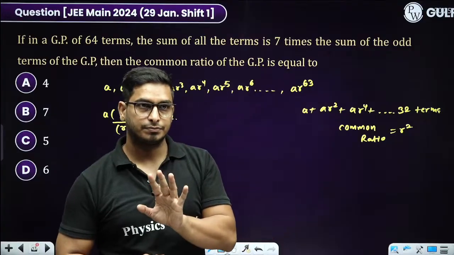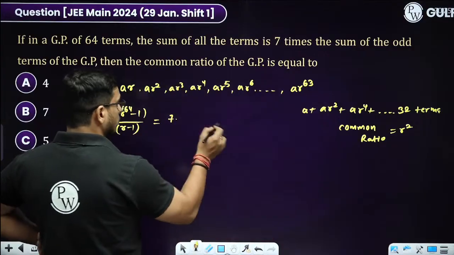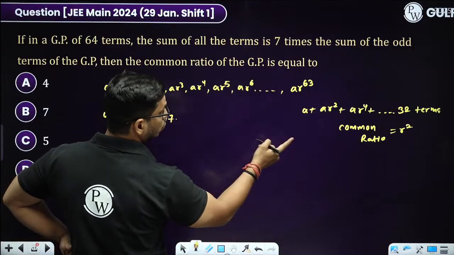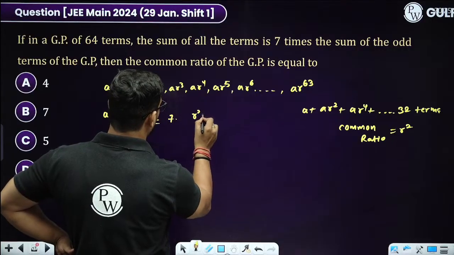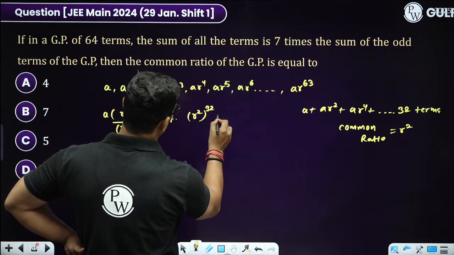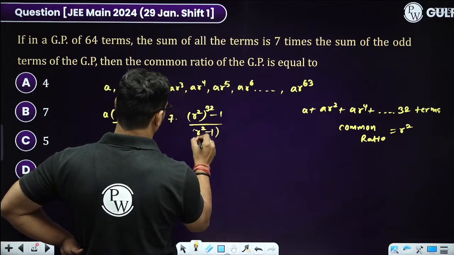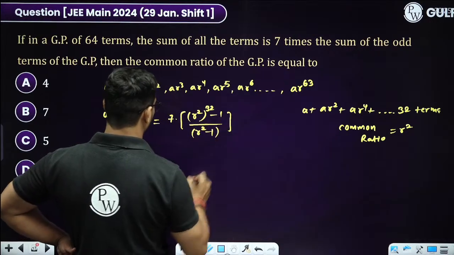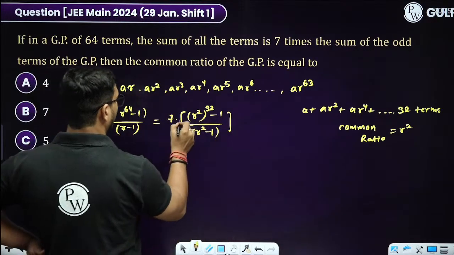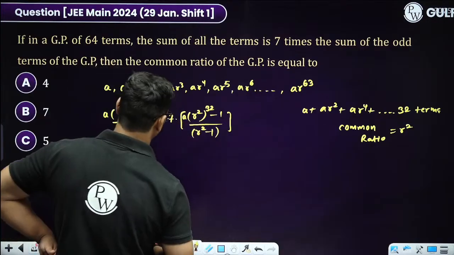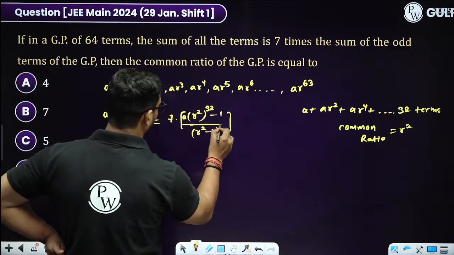Is it clear? Now, can we just write the common ratio? Common ratio is r square. So r square to the power 32 minus 1 divided by r square minus 1, and there will be a also. Tell me guys.